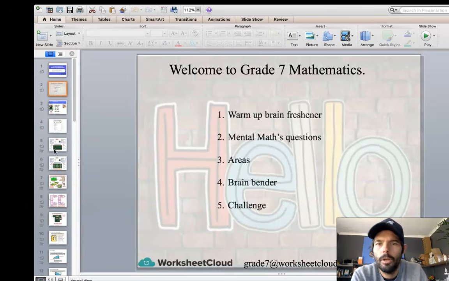So today we're going to be looking at areas. We're going to look at areas of different shapes. You should be able to remember quite a few of them from grade 6, but I'm going to throw in a few new ones that perhaps this is the first time you're having a look at. We've got our normal warm-ups, mental questions and challenges on either side of our main theme.